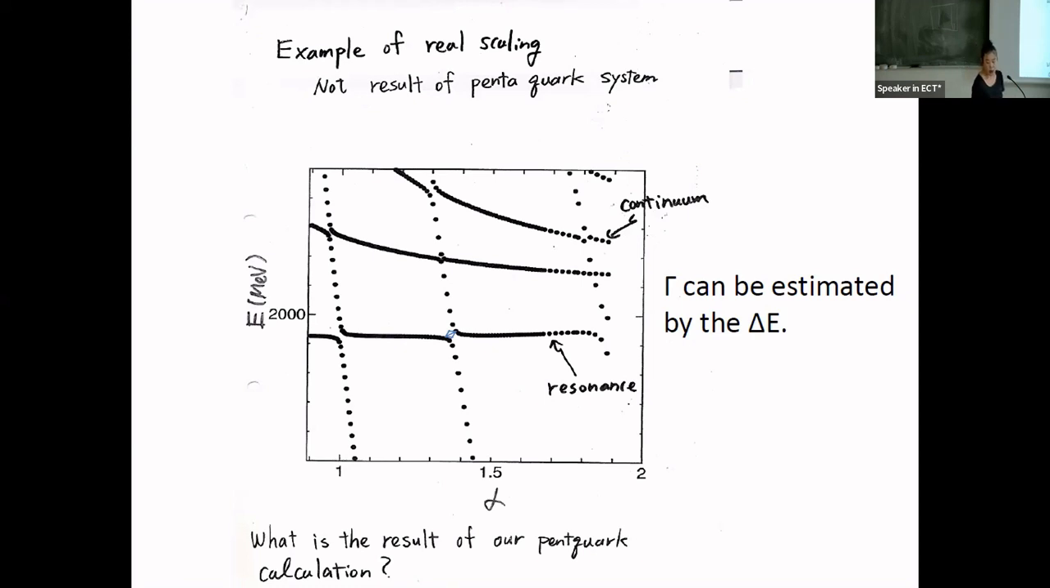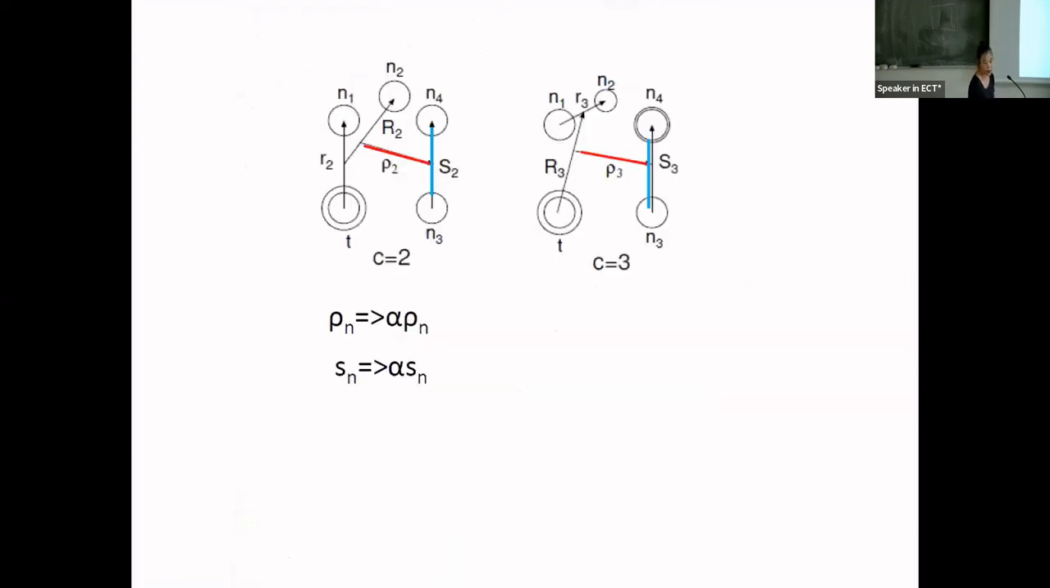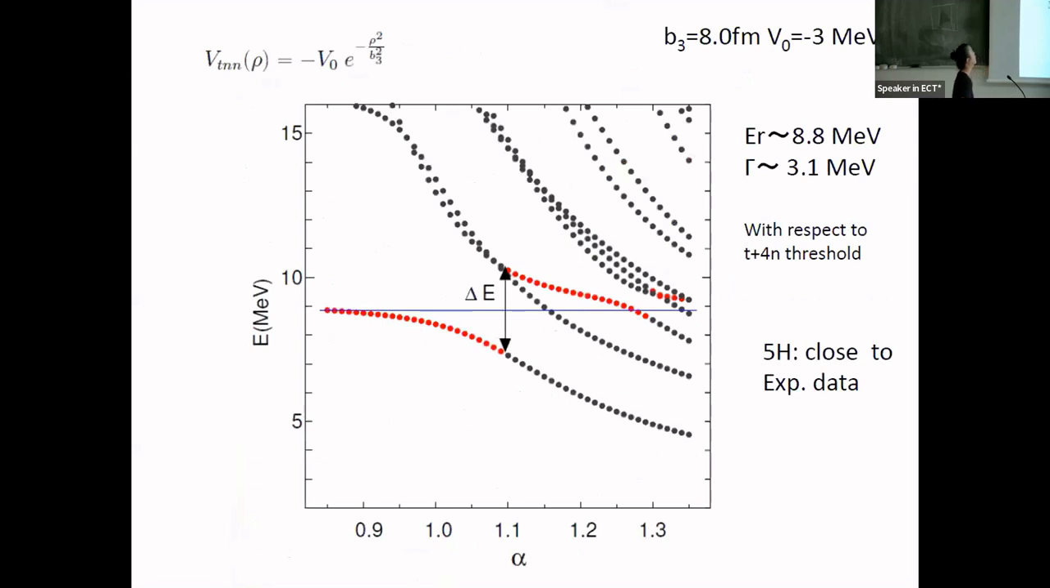Okay. So then what about hydrogen 7? In this case, we scale each coordinate like this, the blue one and also the red one, and we scale them relative to each other. Then what happened? Here is my calculation result for hydrogen 7 in the case of B3 equal to 8 femtometer and V3 equal to minus 3 MeV.